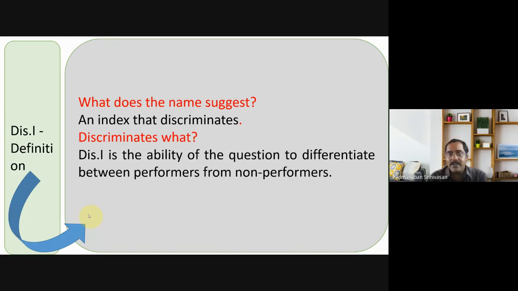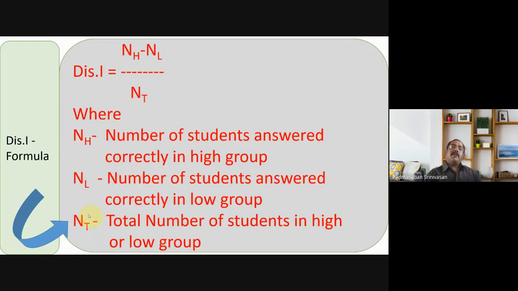And how are we doing it? Let us go. This is a very simple formula. You can get it from here. I equals NH minus NL divided by NT. Below, we have given what these are. NH is the number of students who answered correctly in the high group. NL means the number of students who answered correctly in the low group. And NT means the total number of students in the high or low group.